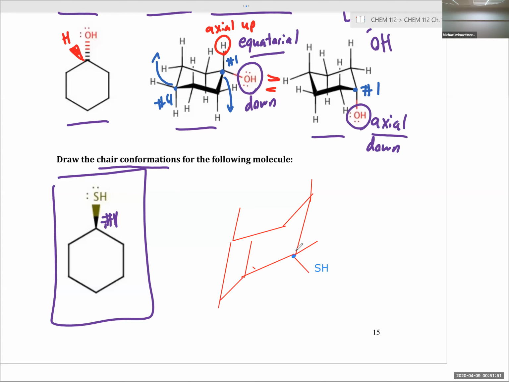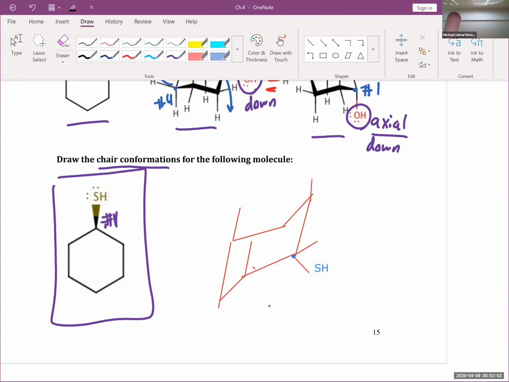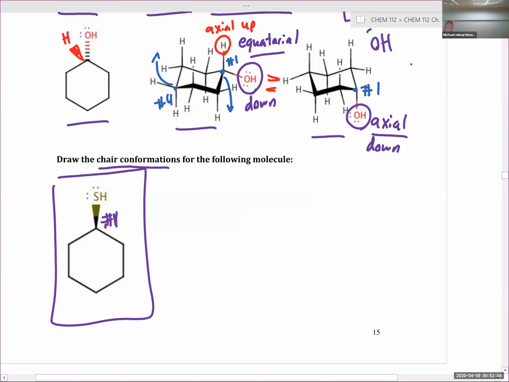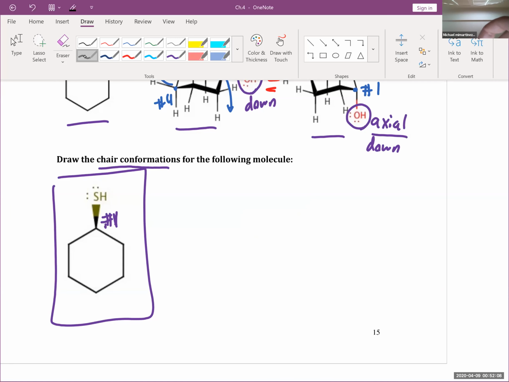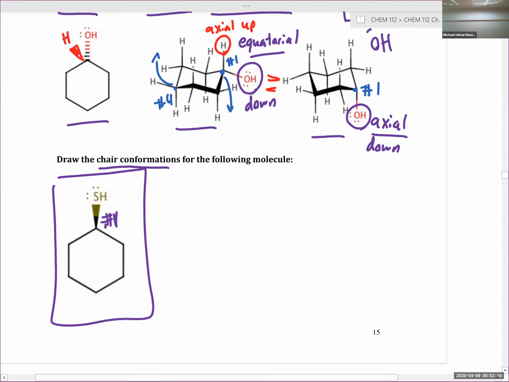Okay, so let's talk about this example. What was drawn here is actually the wedge-dash notation. Let's talk a little bit about that really quickly. One moment. Let's talk through this example and then I'll show how to access the annotate function. So we have a wedge notation here. We're going to draw our cyclohexane ring and I'm going to label carbon 1.